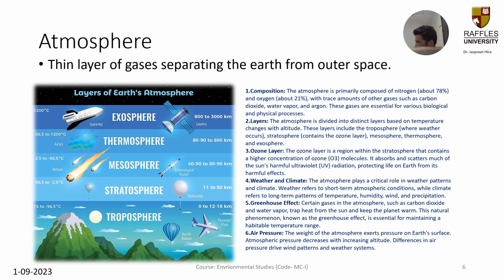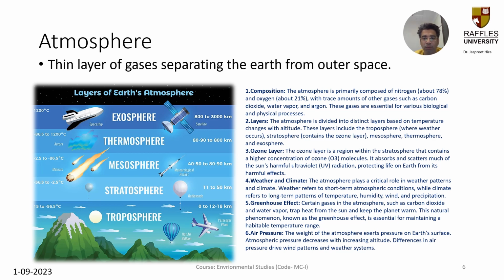Now we come to the composition. When we talk of the composition, the atmosphere is basically composed of nitrogen, oxygen, and traces of other gases such as carbon dioxide, water vapors, and argon. Now these gases are very essential for various biological and physical processes.